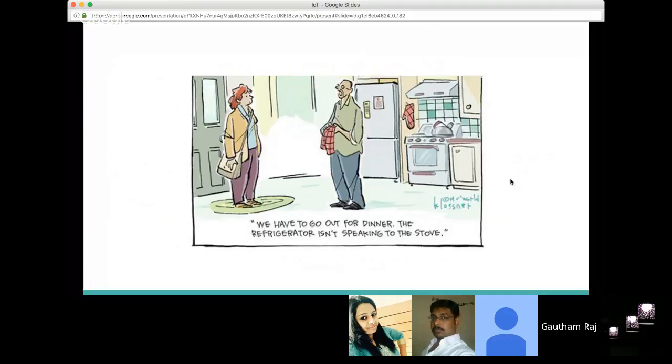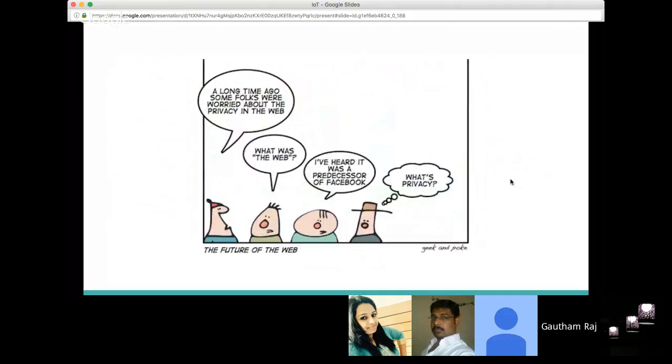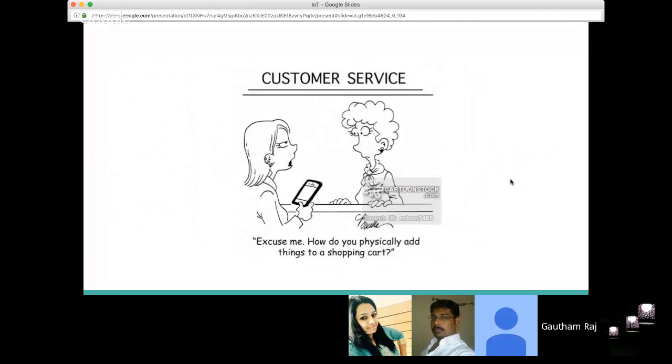This is another joke, and this is actually a joke related to privacy. A long time ago, some folks were worried about privacy on the web. The other person asks what was the web, and the first person says what is privacy. So you may imagine how our data is actually sold outside. And customer service: this is a joke based on the smart basket. A person asks, "Excuse me, how do you physically add things to a shopping cart?"